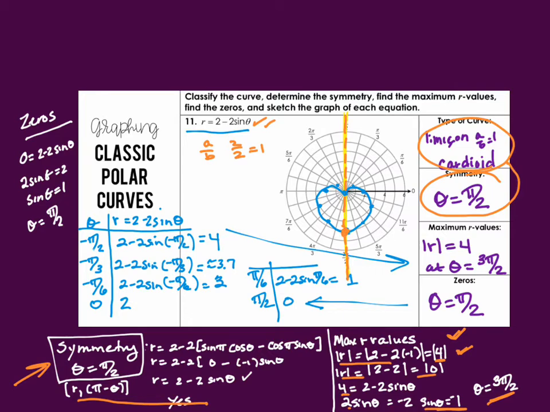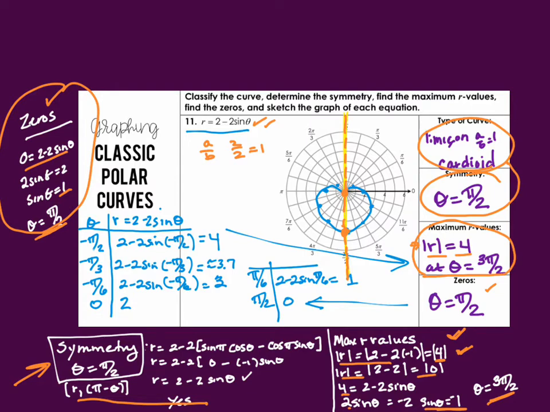All right, so here's how you write the maximum values. Absolute value of R equals 4 at theta equals 3 pi over 2. So make sure you do it in that manner. And then I go find my zeros. Here's me finding my zeros up here. I set 2 minus 2 sine theta equal to 0, solve for sine theta, and I get 1. So at pi over 2, I have a 0. So come back here, pi over 2, I have that point.